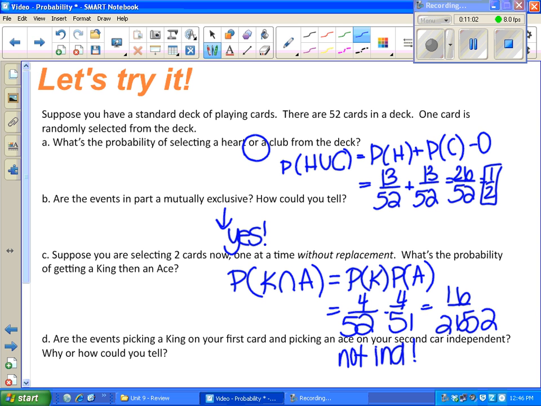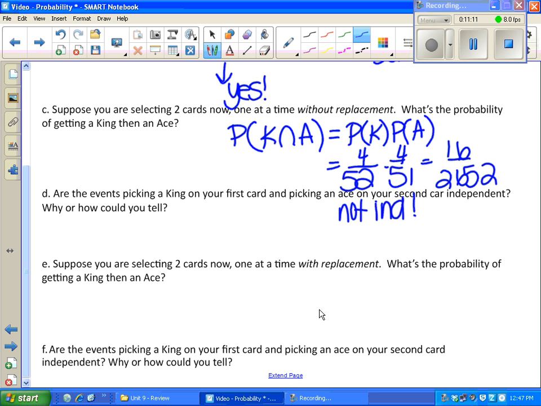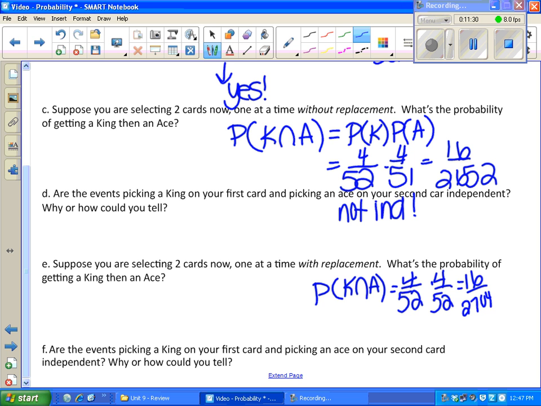So let's look at E. It says, suppose you are selecting 2 cards now, one at a time, with replacement. What's the probability of getting a king, then an ace? So now we're looking at the probability of getting a king and an ace, but with replacement. This is a situation where, since we're replacing it, the probabilities are not affected. So here we go. We get 16 out of 2704.